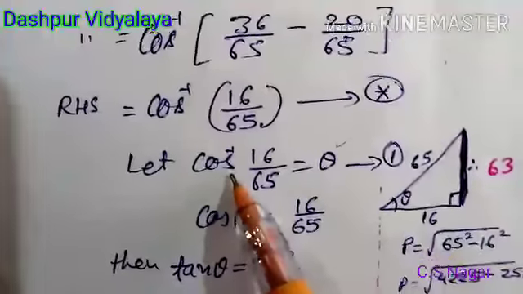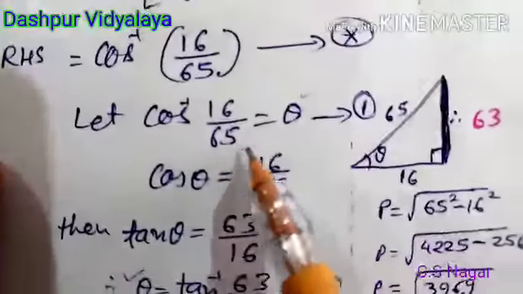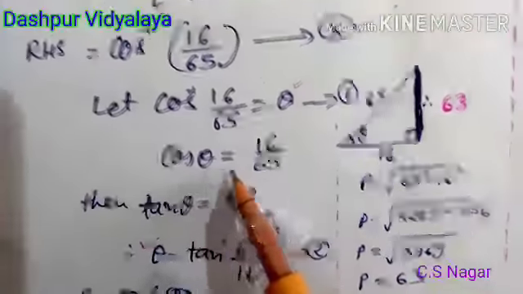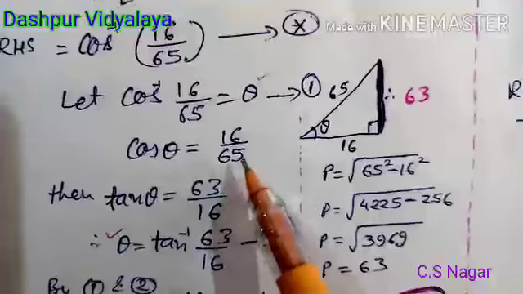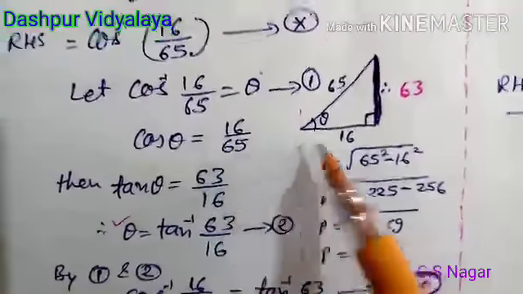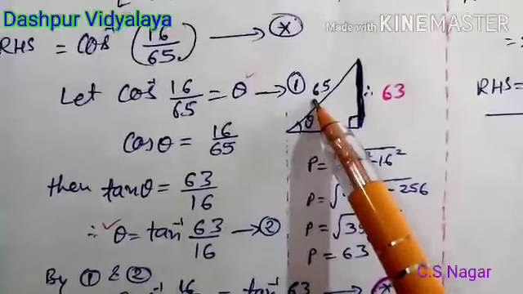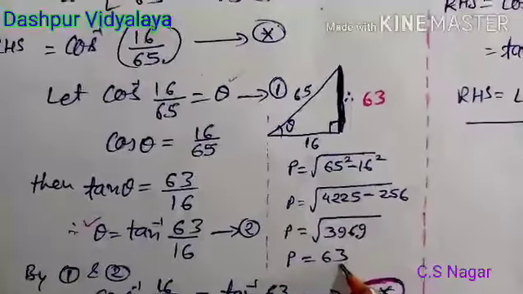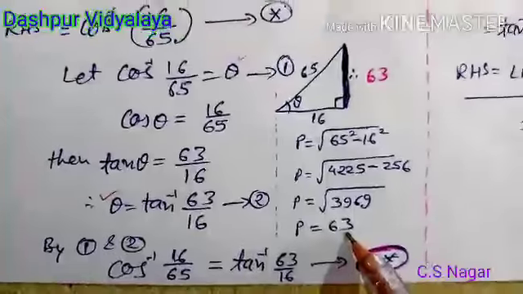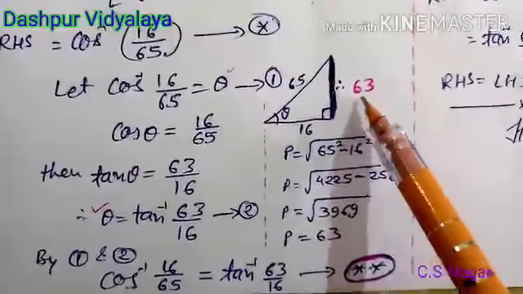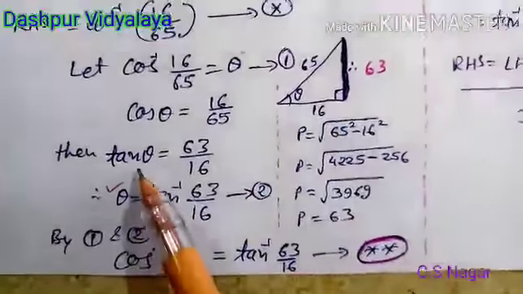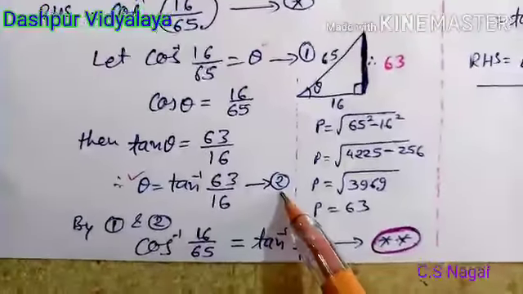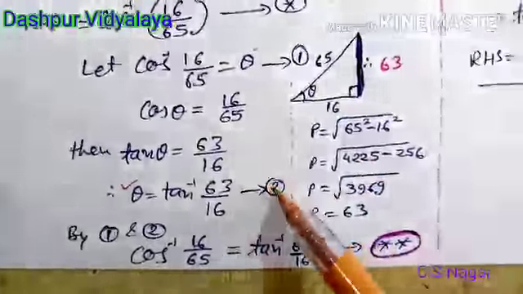So let cos inverse 16 upon 65 equal theta, and give equation number 1. Then cos theta is equal to 16 upon 65. Cos theta is b by h. B means 16 upon h. So find p. P means perpendicular. So perpendicular will be 63 by using Pythagoras. So therefore tan theta is 63 upon 16. Then theta is equal to tan inverse 63 upon 16. Give equation number 2.